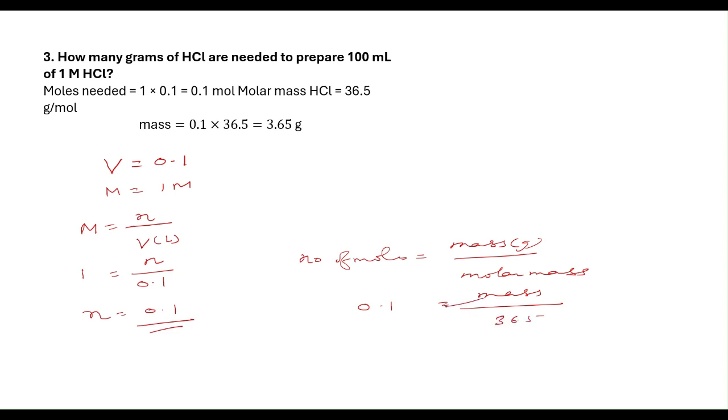So if we cross multiply this is basically nothing but 0.1. So this will give you mass 3.65. Okay, 36.5 multiplied by 0.1, so one decimal it will change, so it will become 3.65 gram. So this much gram of hydrochloric acid is needed to make the 1 molar HCl of 100 ml.